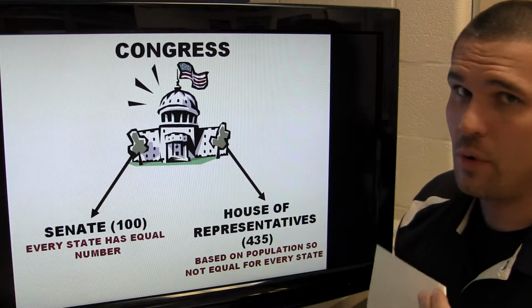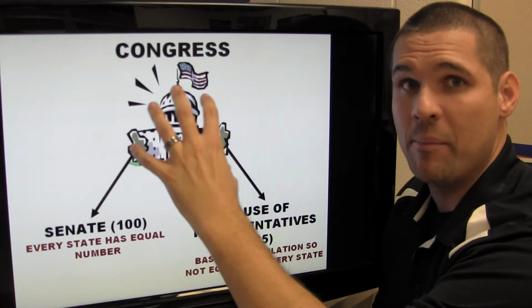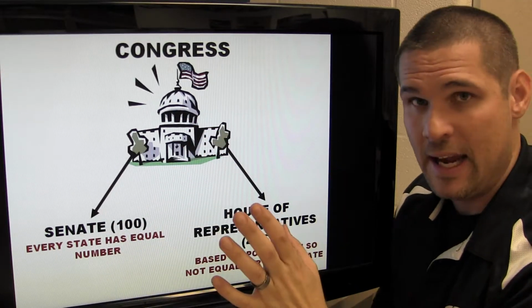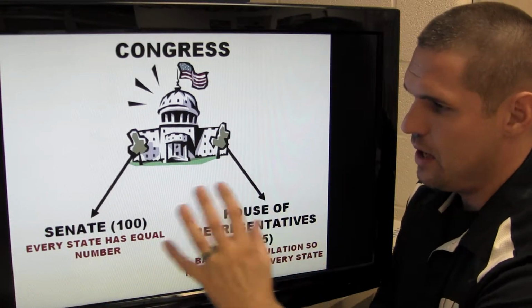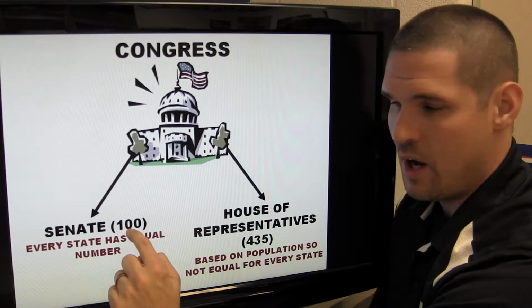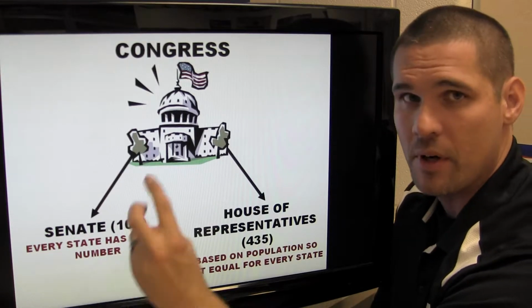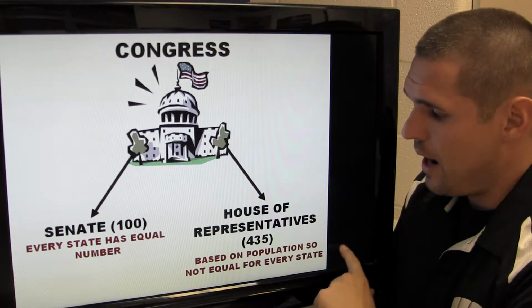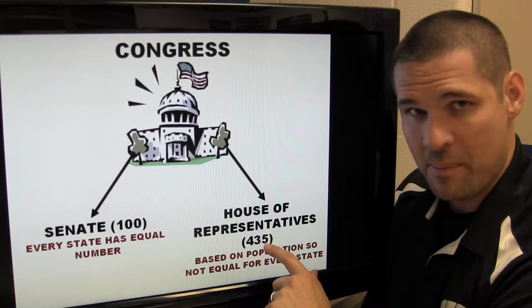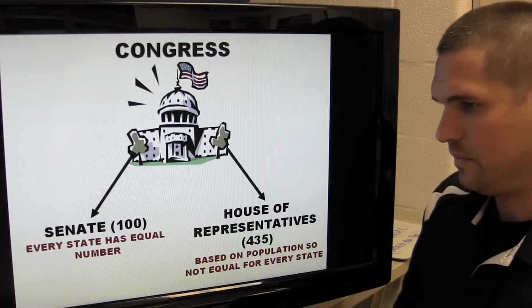All right, just another visual to break this down. Our Congress, the legislative branch, the law-making body of our country, is bicameral. It has 2 chambers. The upper chamber is the Senate. Today, it has 100 members because we have 50 states, and every state has an equal number, and that is 2. The lower house, the House of Representatives, has 435 members. Again, this is going to be based on the population.